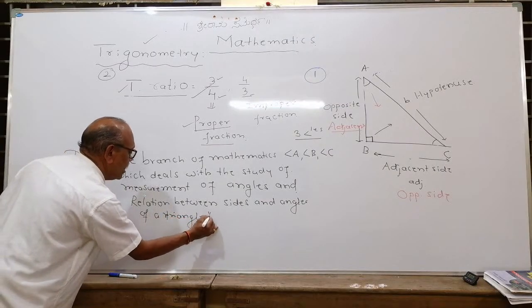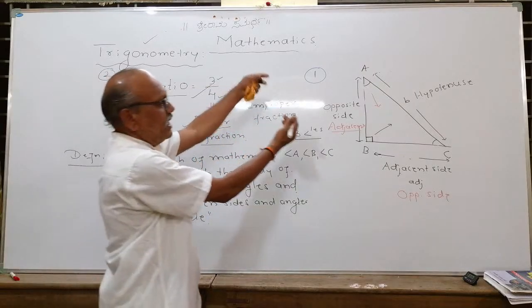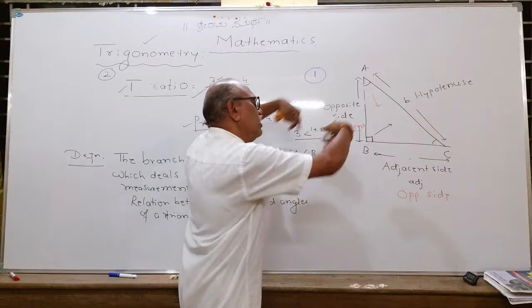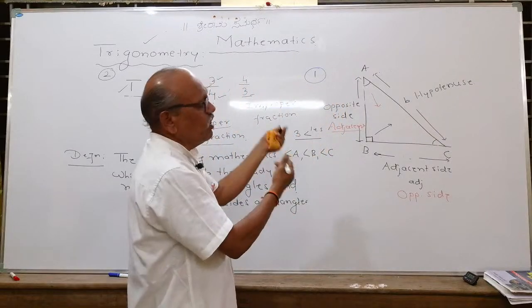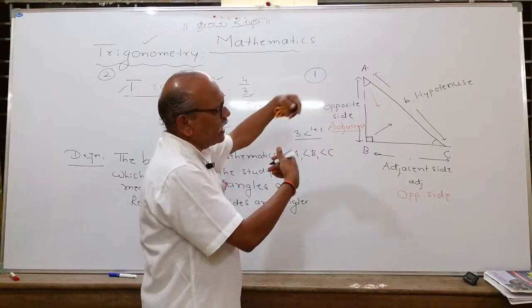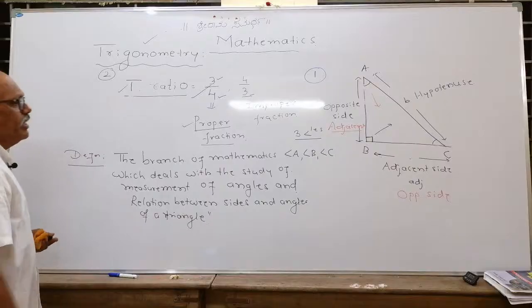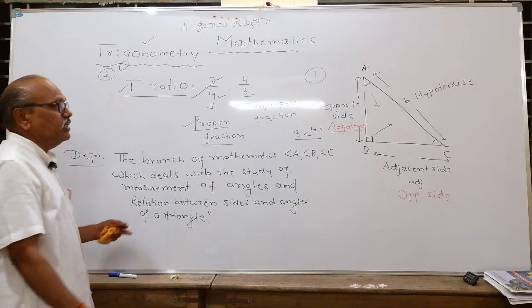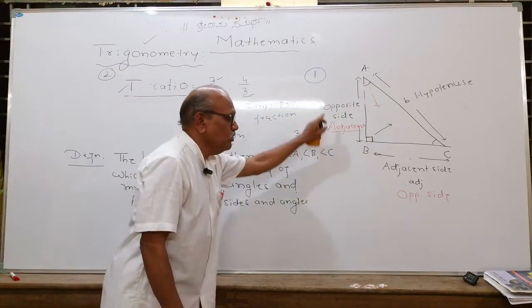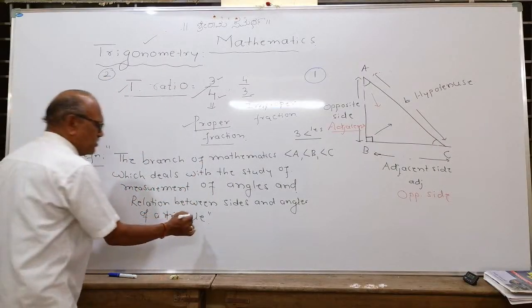In the initial stage we will take a right angle triangle. Later the same trigonometry in higher classes can be extended to all triangles, acute angle triangle, obtuse angle triangle, you can apply it to any triangle. But the basic trigonometric ratios are defined with respect to a right angle triangle. And this is the definition. Observe the keywords in it.